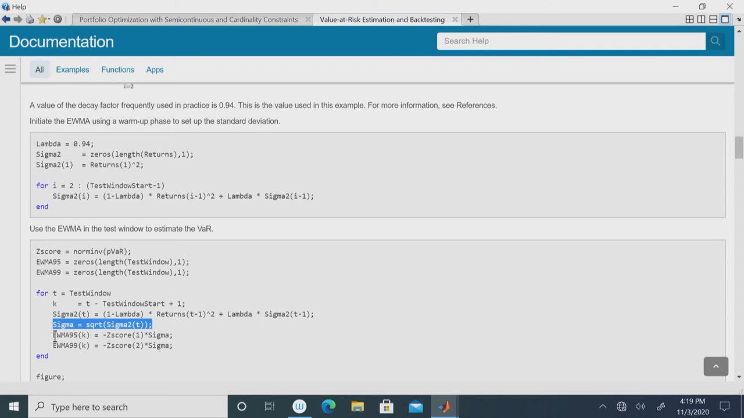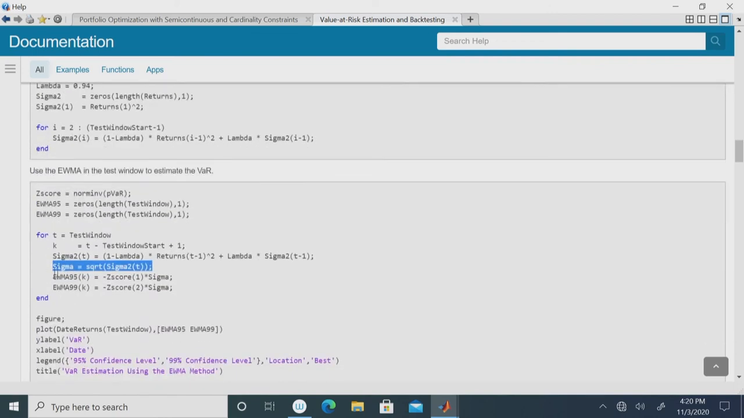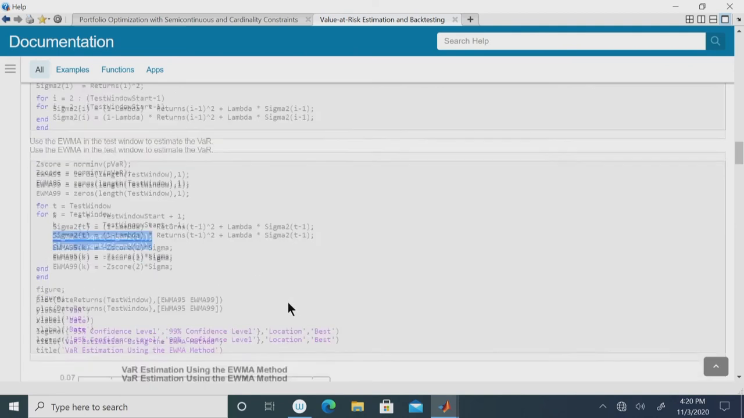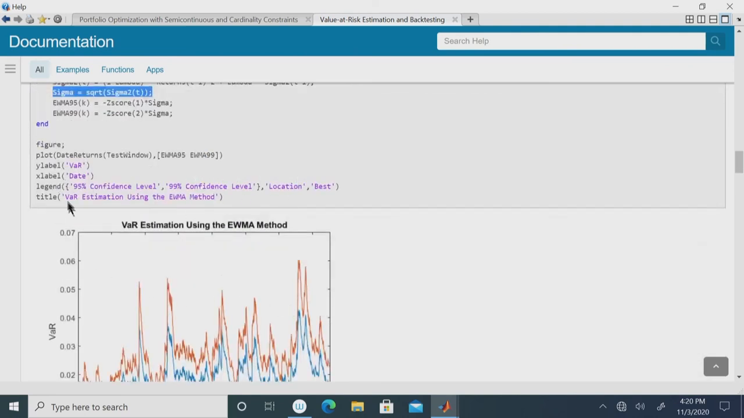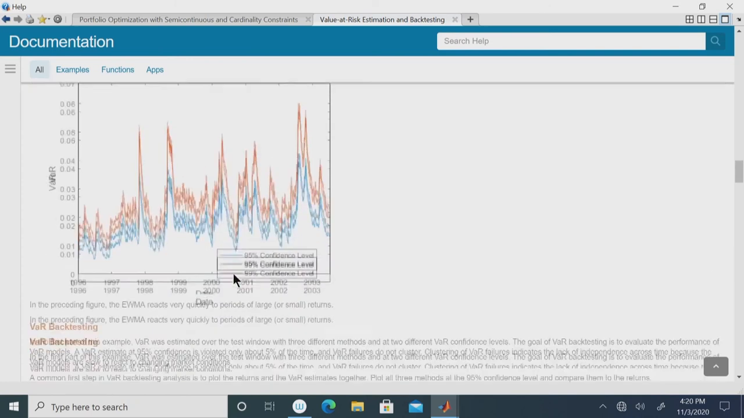Then, using the formula for value at risk with the EWMA method, the value at risk at the 95% and 99% levels is simply going to be the minus of the Z score for both cases into the sigma that you have estimated using the EWMA method. This gives you the value at risk using the EWMA method. If you observe very carefully, here we have the plot of the estimation of the VaR at the 95% and 99% confidence levels.